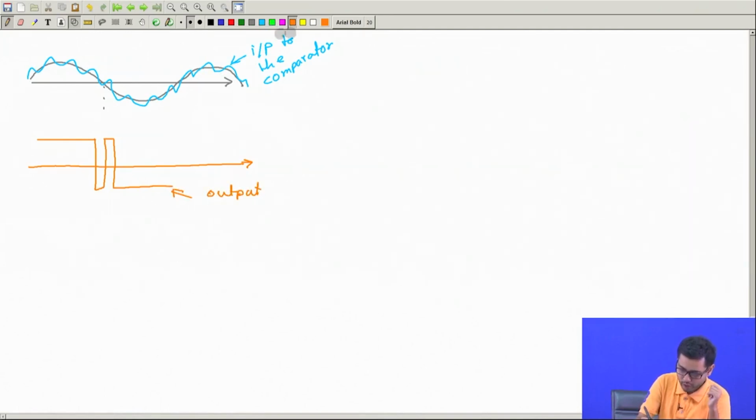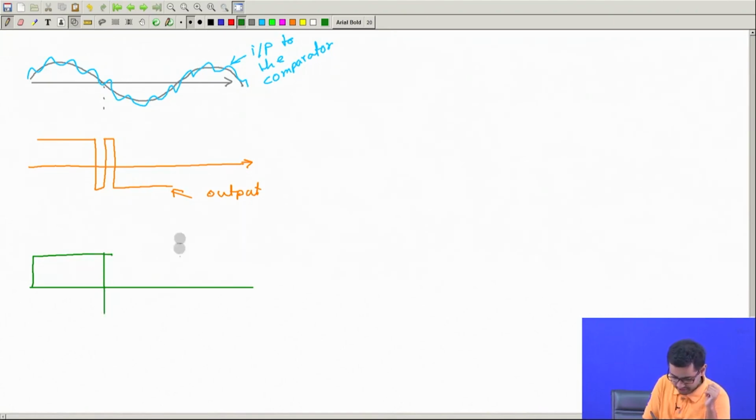But how do we want the output to be? The desired output should be like this. From here to here it should be positive, and then it should be negative from here to here. Okay. So this is the desired output, but this is the actual output. What is wrong with this? What is wrong is that we have an extra negative edge. So one negative edge, another negative edge.